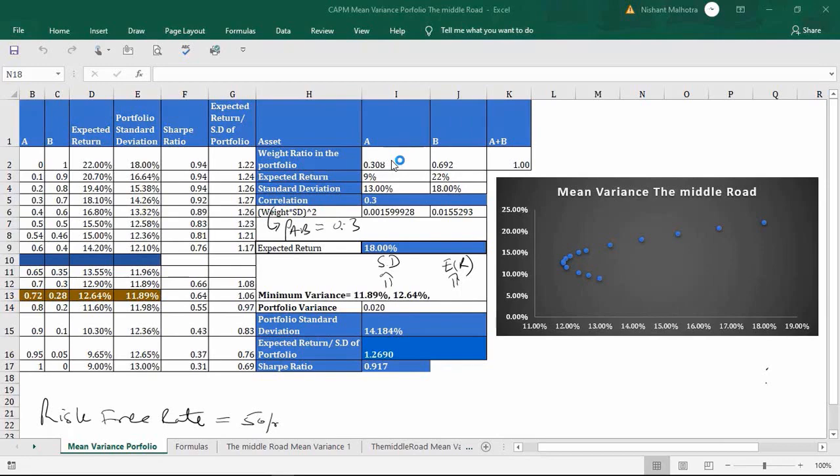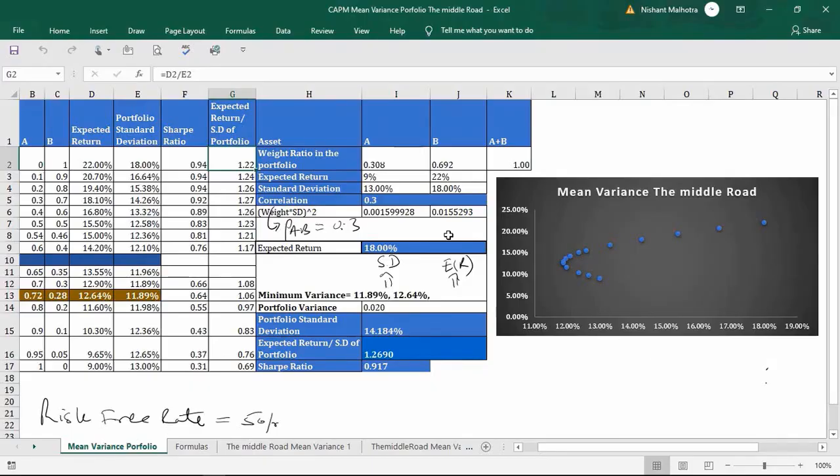Today I'm going to be using Solver to find the mean variance portfolio. When I'm talking about the mean variance portfolio, it will be the portfolio with the lowest variance. Also look at the Sharpe ratio, which is a risk-adjusted return, and we'll also look at the portfolio standard deviation. So we'll look at the expected return divided by the standard deviation of the portfolio, to give a fair idea of where we have the highest return per unit of risk.